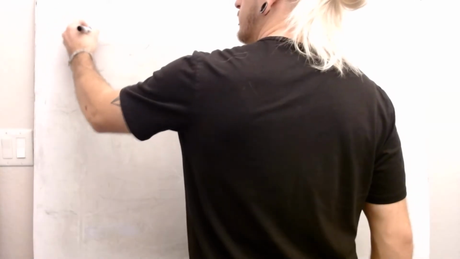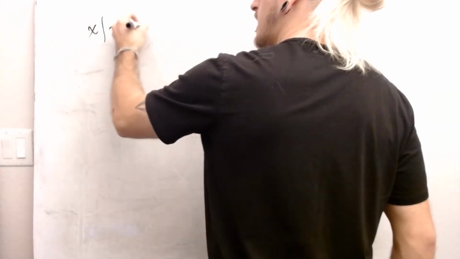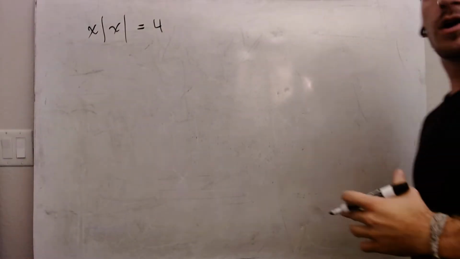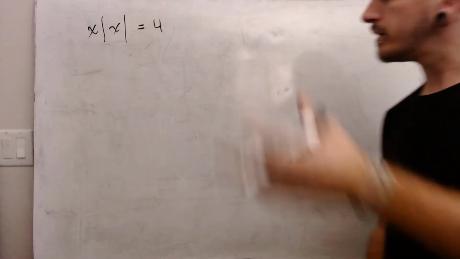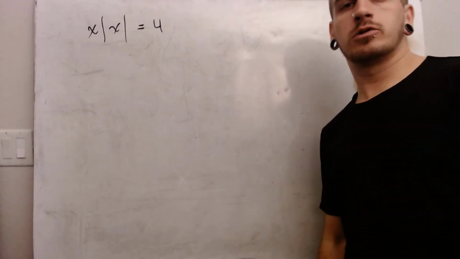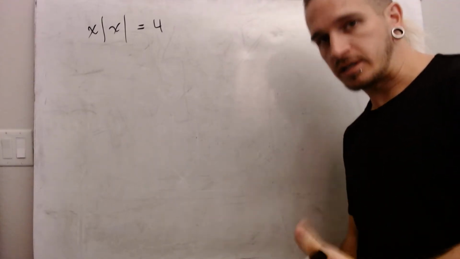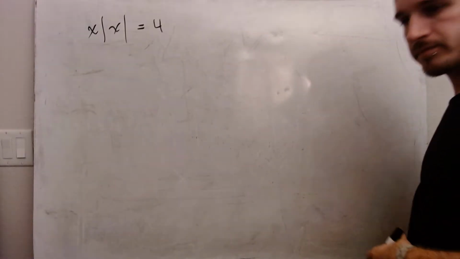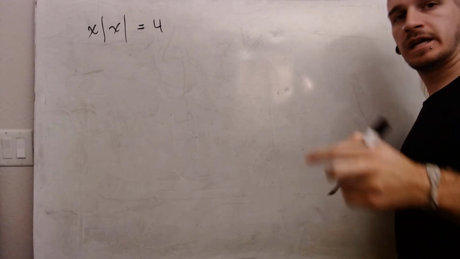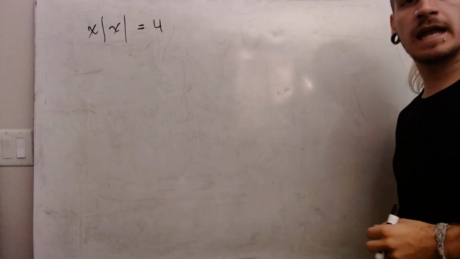Okay, all right, so let's find the real solutions of x times the absolute value of x equals 4. Now, looking at this, it's pretty intuitive. Some of you probably already know what the answer is, but let's walk through the process of how you'd actually deal with this by hand.